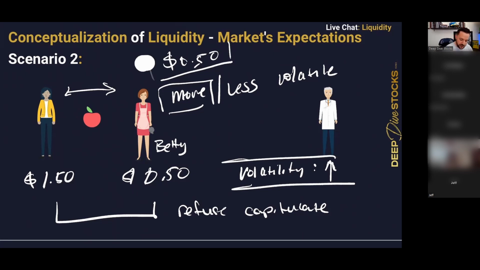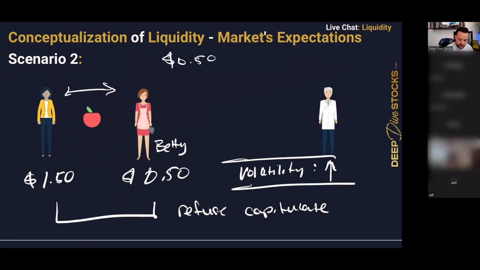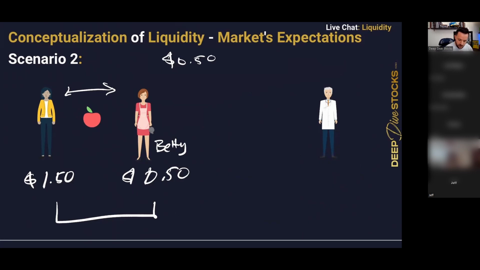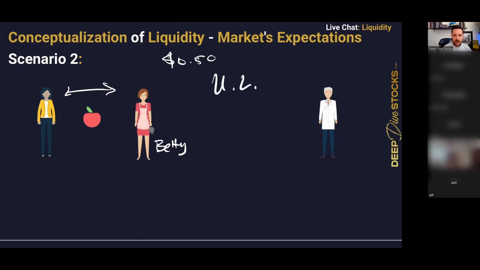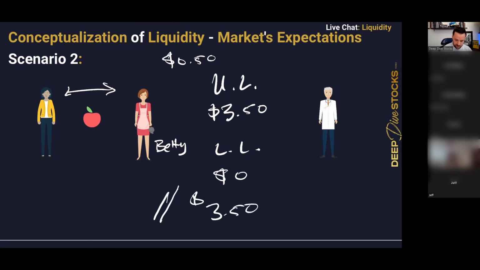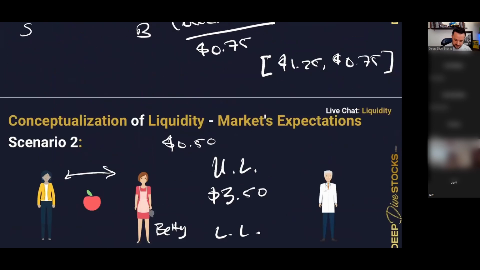So then if the apple can go up by 50 cent increments in a day, what is Dr. Dan's upper limit for the price of the apple in 5 days? $3.50. Yeah, 50 times 5 is $2.50, so plus $1 is $3.50. Perfect. And then what would his lower limit be? Zero. So that's a much wider range, right? Now he has a range of $3.50, whereas before, what was his range? 50 cents.